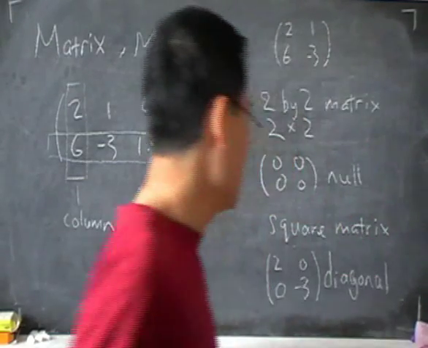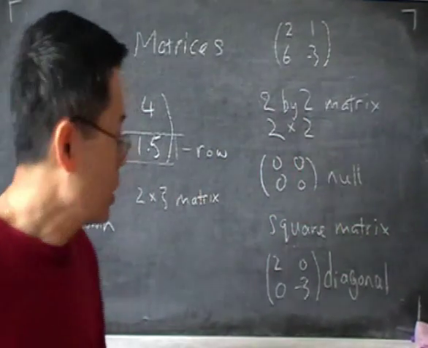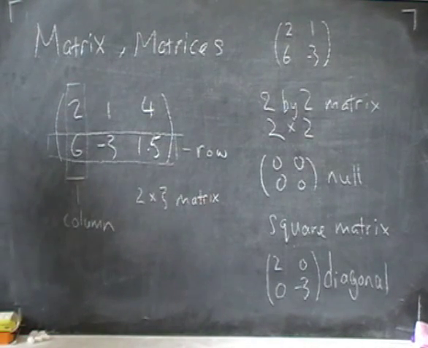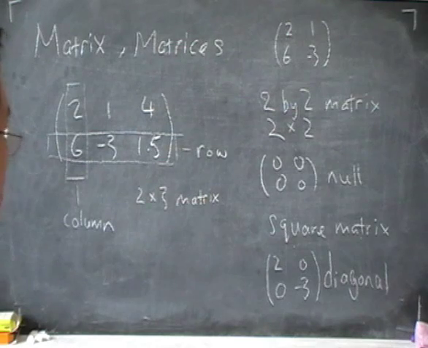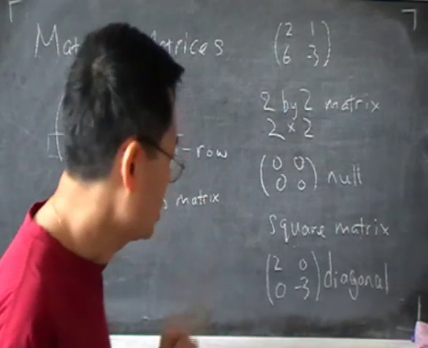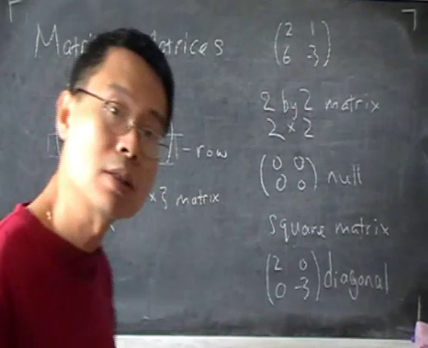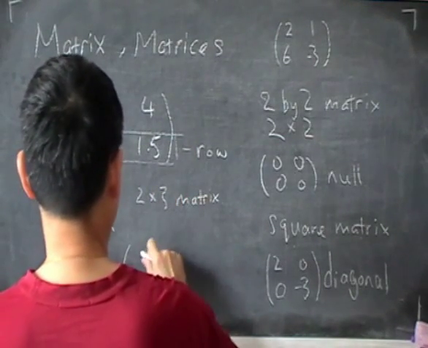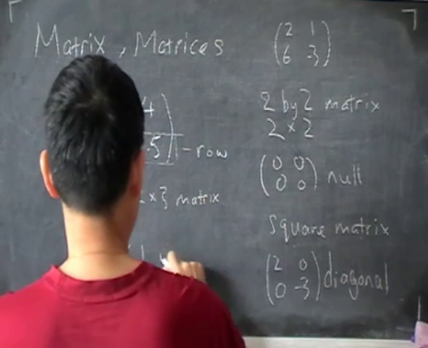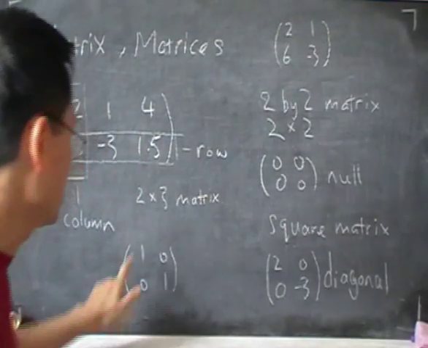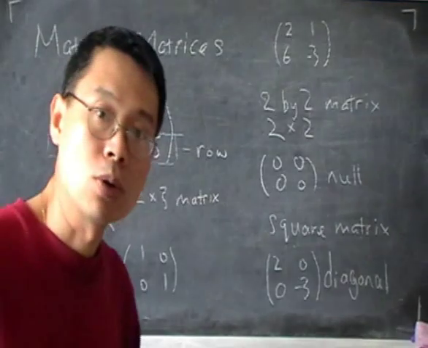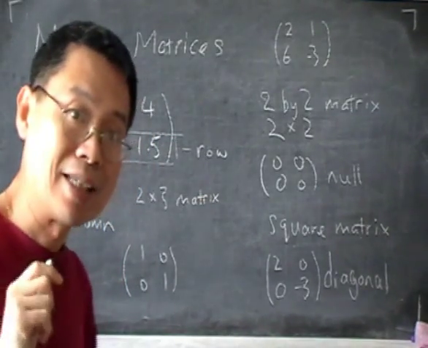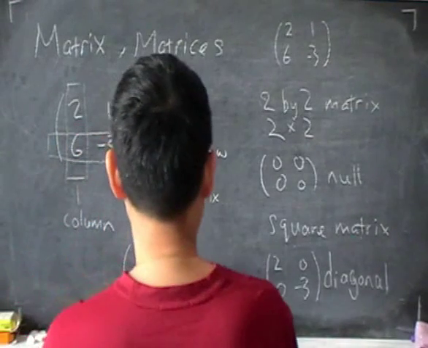Right, diagonal as in diagonal of a square. A diagonal matrix. Now finally, there's a particular type of diagonal matrix in which the diagonal elements are all equal to 1. Now this type of matrix is called an identity matrix.